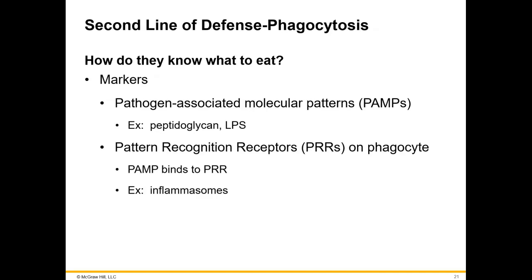So our cells have the PRRs, not the PAMPs. The PAMPs are on the foreign cells. An example of this are what are called inflammasomes. Inflammasomes are found in the cytoplasm of these phagocytes, and they're protein complexes that are used to detect PAMPs. And when they detect the PAMP, they release a signal that triggers inflammation. Okay.